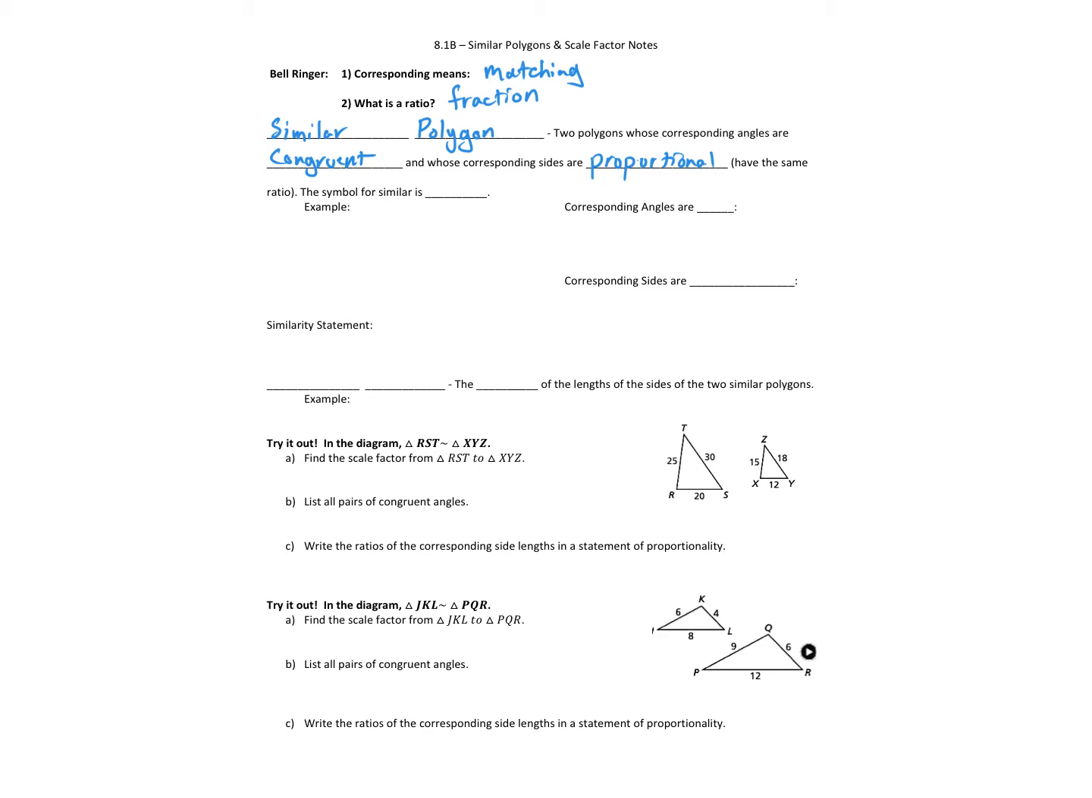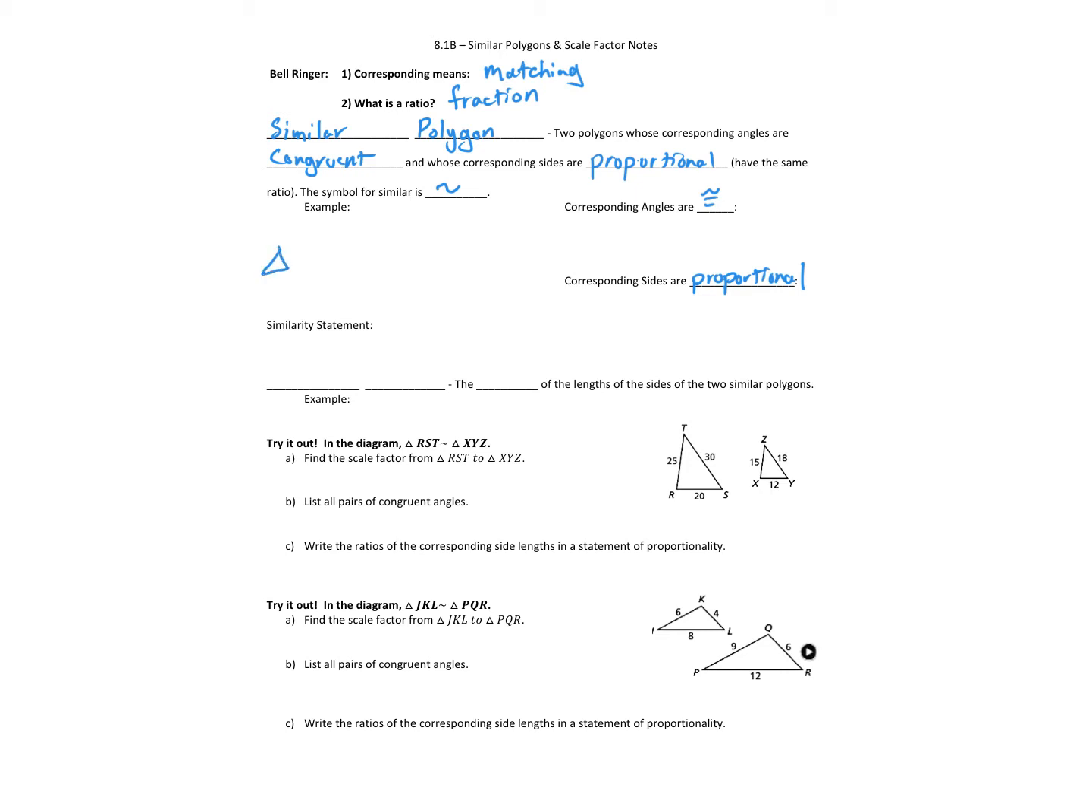And the symbol for similar is like this. That is your symbol for similar. And while it's corresponding angles here, remember they are congruent. The sides, once again, are proportional. So let's show you what that means.